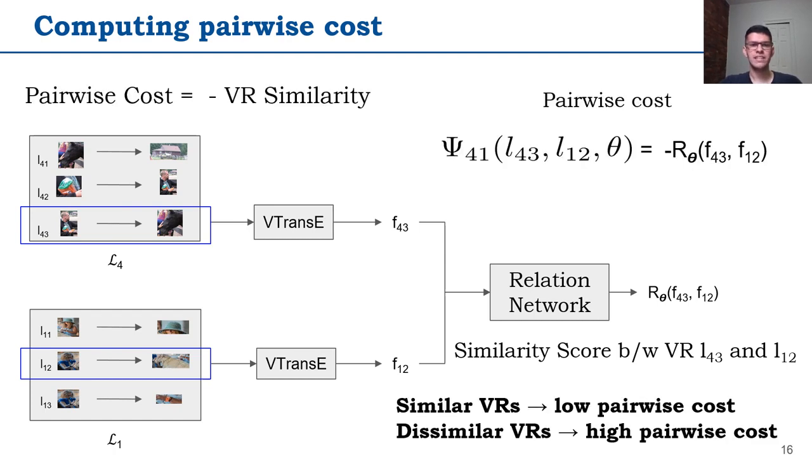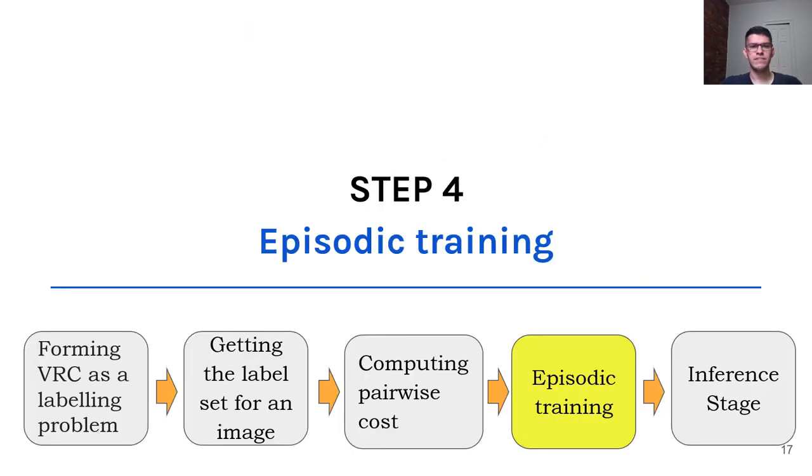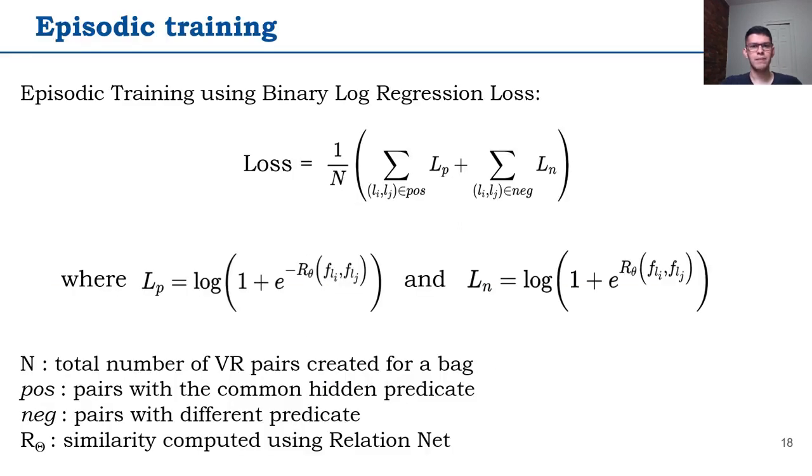The cost of this selection is the negative of similarity R because we want selections having similar relationships to have low cost and dissimilar ones to have high cost. We train the relation network in an episodic way, taking one training bag at a time so that it can generalize well to unseen predicates during test time. We use binary logistic regression loss with gradient descent to train the relation network. During training, the relation network learns to increase the similarity score between visual relationship pairs which share the common predicate of the bag and to decrease the similarity of all other pairs.